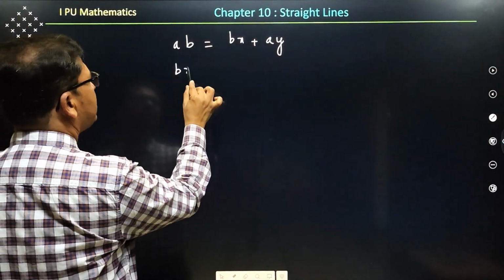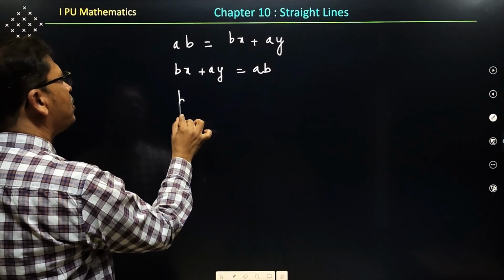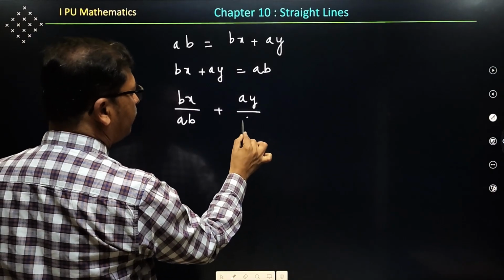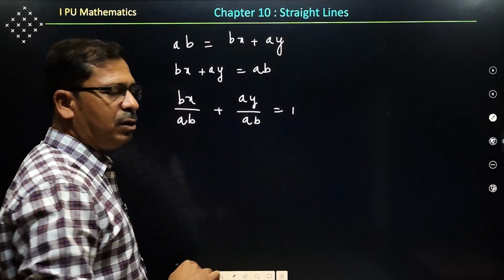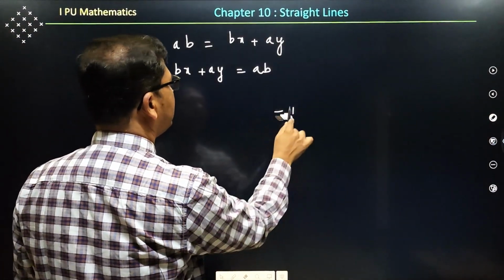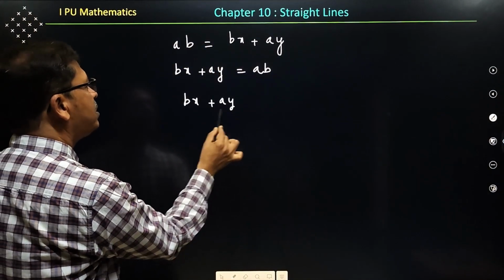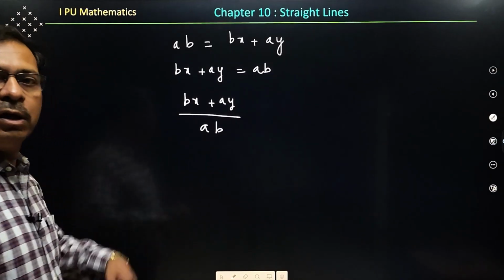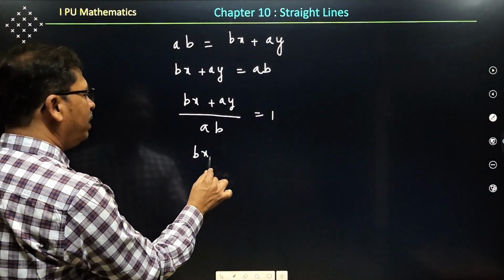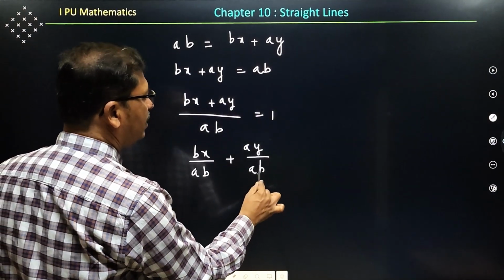So BX plus AY is equal to AB. Shift AB to this side, so this is BX divided by AB plus AY divided by AB, which becomes equal to 1. Or otherwise, one more extra step that is very easy to understand: write BX plus AY as it is, shifted AB to this side, so this becomes divided by AB. Right side, 1 remains. So BX divided by AB plus AY divided by AB is equal to 1.